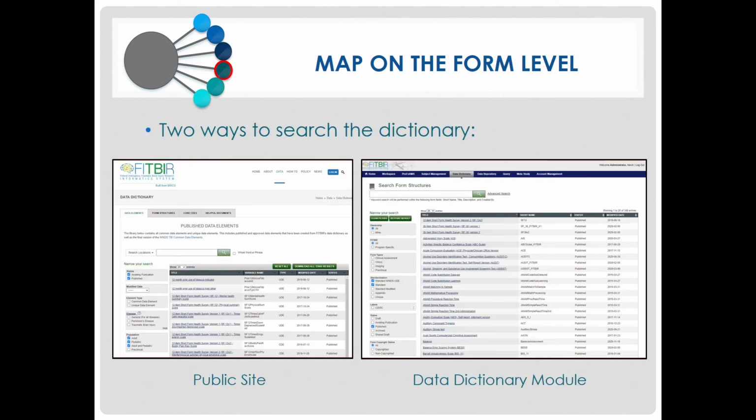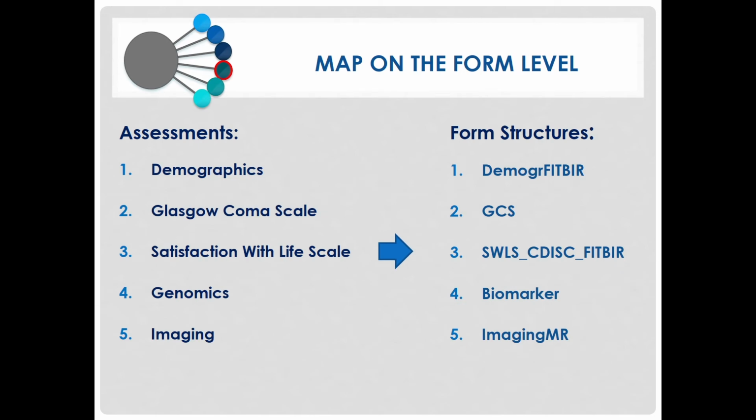There are two ways to search the data dictionary: before you create an account with the public-facing data dictionary, and after you create an account with the data dictionary module. Here are examples of how your study's CRFs may map to specific form structures in FITBIR.